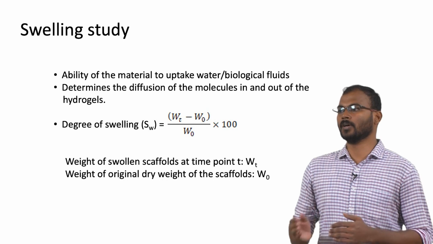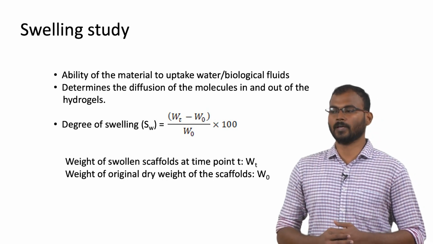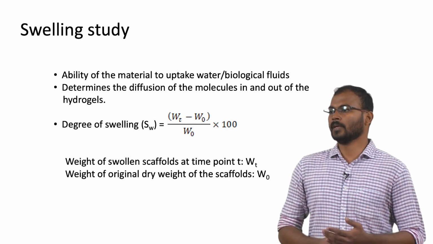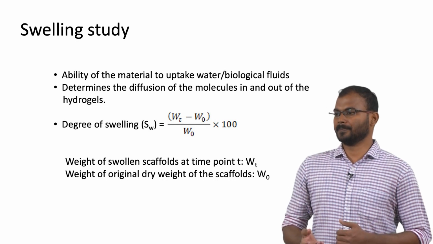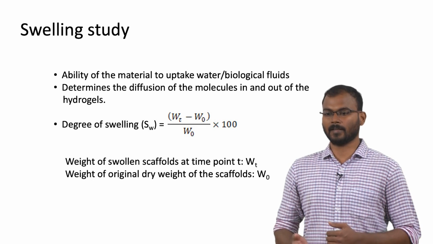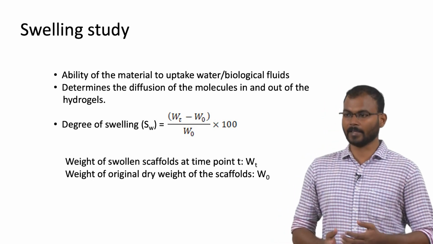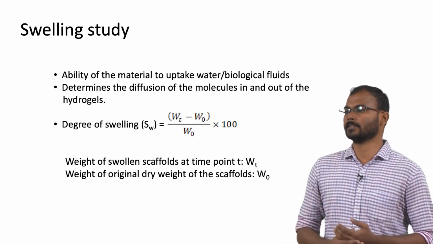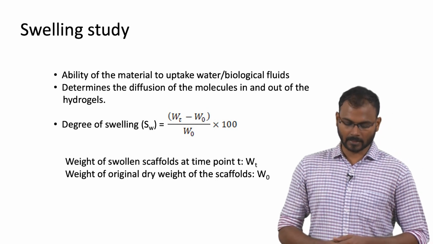what you do is you weigh the samples before keeping them in water, then you keep them in water, then you again weigh the sample. So, the difference between the initial weight and the final weight gives the percentage degree of swelling.